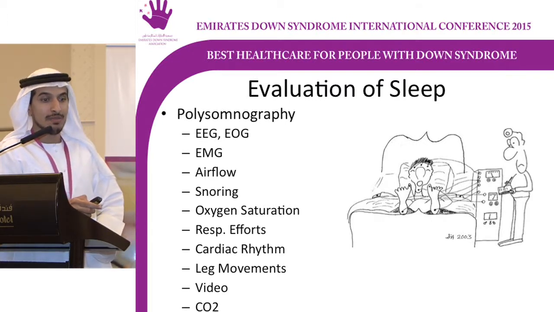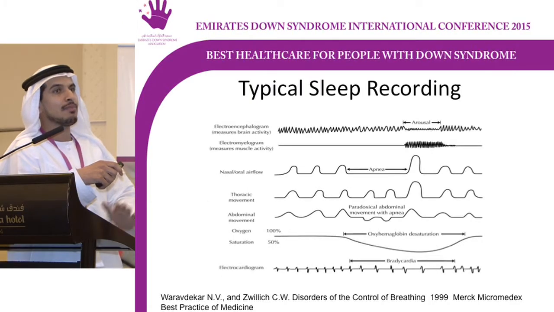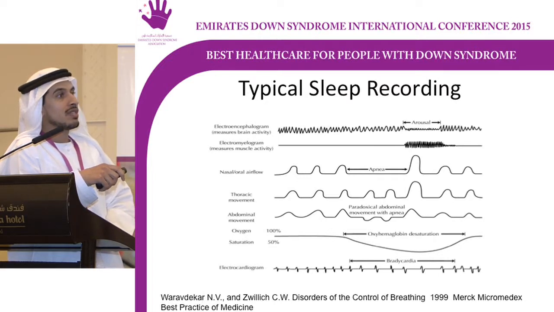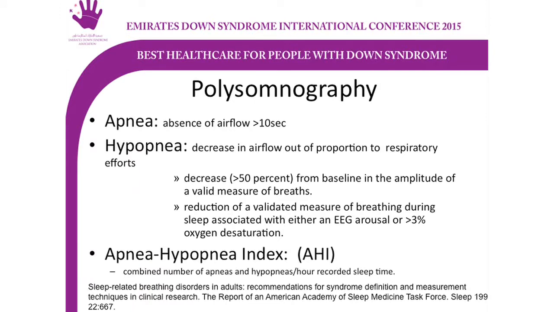Now we monitor them, and this is what we got. This is a typical recording of a sleep study. Someone is breathing normally, and all of a sudden, there's no airflow. So what do we call it? Apnea. Absence of airflow with paradoxical chest movement. The patient is having obstructive sleep apnea associated with oxygen desaturation and bradycardia. This is typical evidence of obstructive sleep apnea.